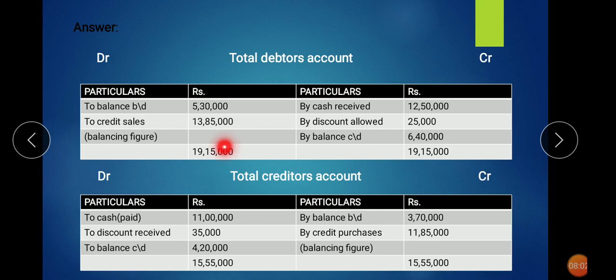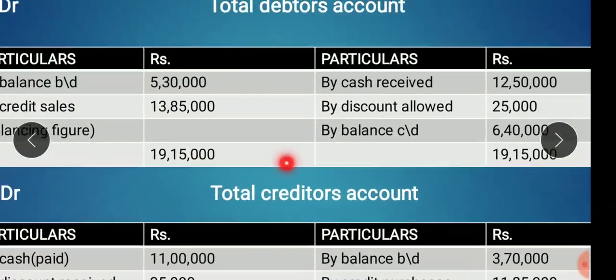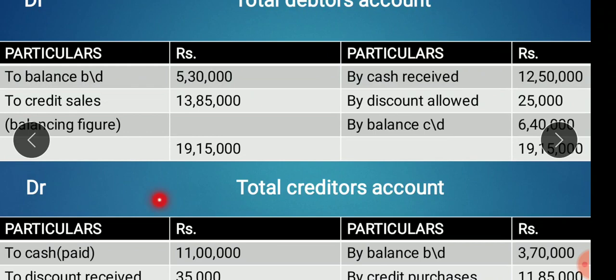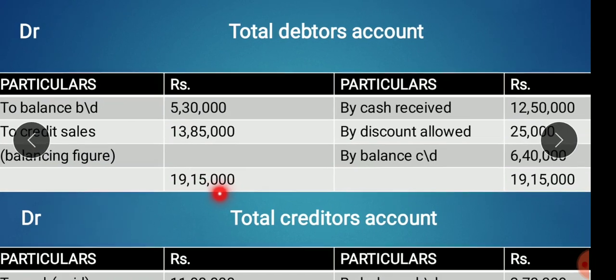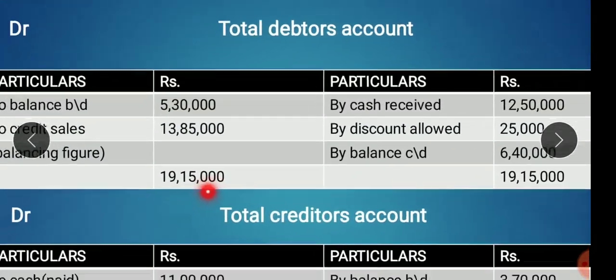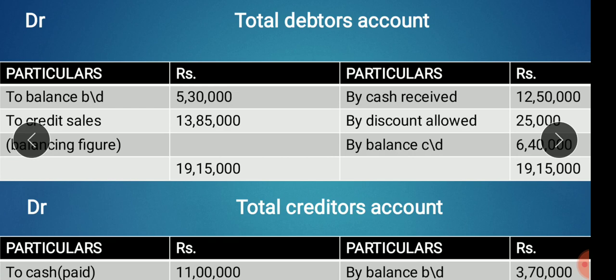First, prepare the total debtors account. All the payment items we enter on the debit side, and all the received items on the credit side. So the left hand side has all the payment items, the right hand side all the received items. To balance brought down, we say opening balance 5,30,000, and then credit side: by cash received 12,50,000, by discount allowed 25,000, by closing balance 6,40,000.